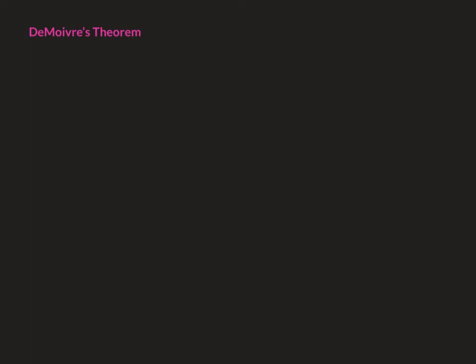We're going to introduce DeMoivre's theorem, and we're going to split this lesson into two different parts. On the first part, this one, we are going to do the proof of DeMoivre's theorem. And since we're going to be doing the proof by mathematical induction and we're going to need some trigonometric knowledge, then we're going to do the proof in two sections.